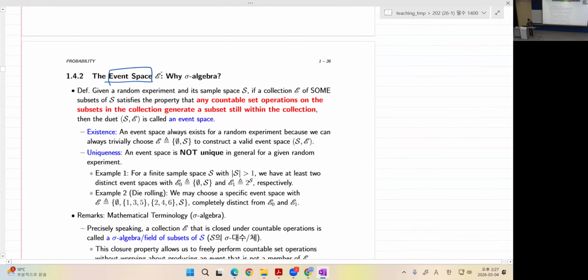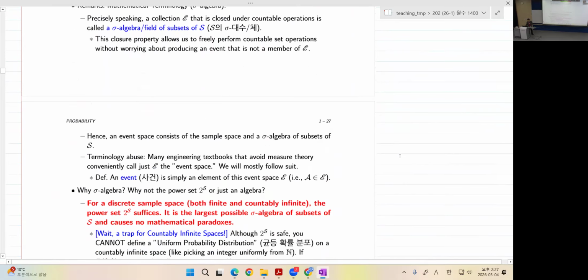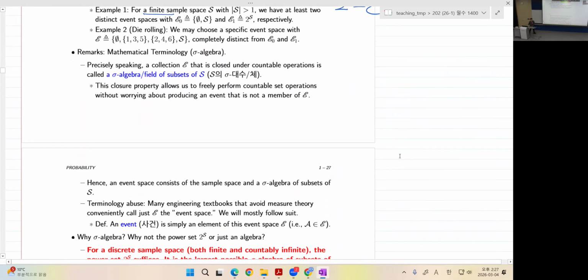And the event space, not this one, precisely speaking, this is the event space. For finite or countable, this power set is enough for the sigma algebra. But as I told you, you need really a sigma algebra of subsets of the sample space to make your mathematics precise.